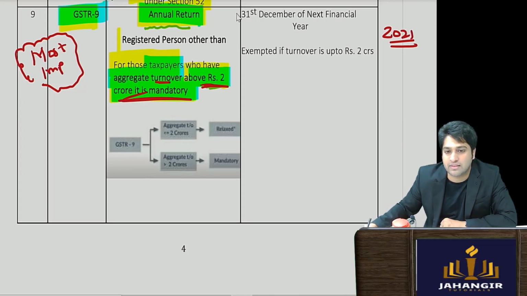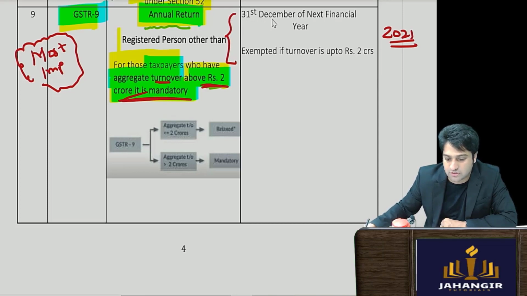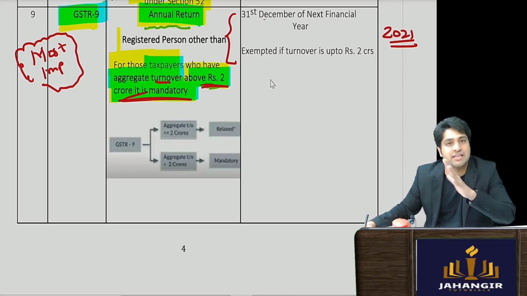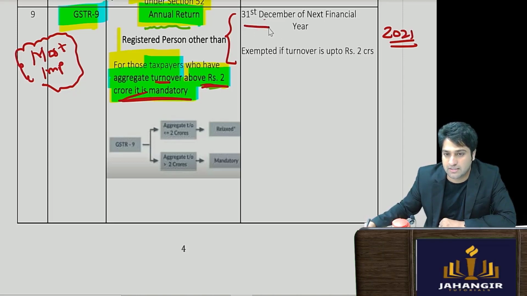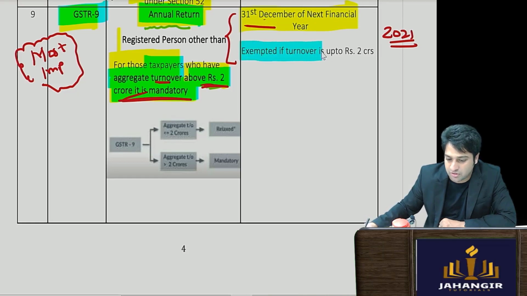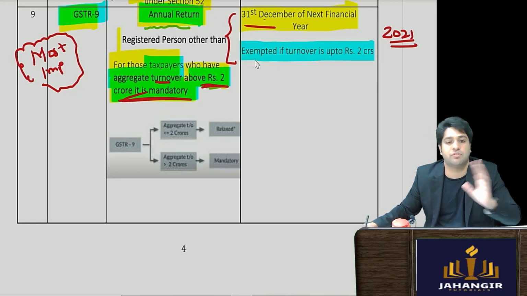Okay, and by when they have to file the annual returns, again supremely important, by the 31st December of the next financial year it needs to be filed. So the moment the financial year gets over on 31st March, by December they need to file the returns for that financial year. 31st December, you need to make a very important note. And another important part is that it is exempted if the turnover is up to 2 crores. So only if it is exceeding 2 crores you have to file your annual returns.